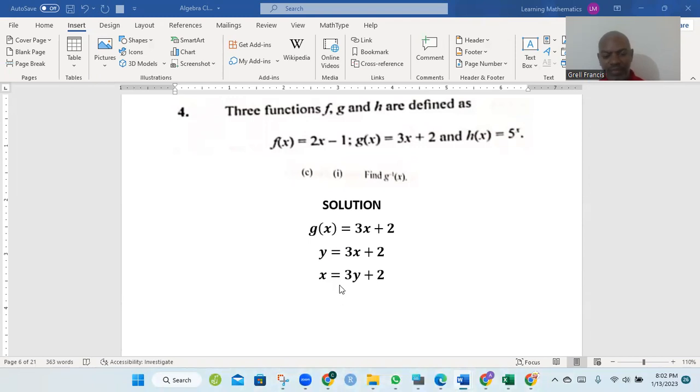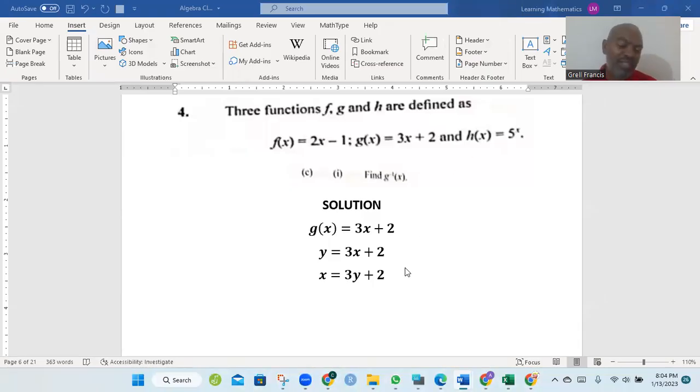So the fourth step now is to rearrange this equation, x is equal to 3y plus 2, to make y the subject. So now we have to try to get y by itself to make y the subject. So the next step is to rearrange this equation to make y the subject, to get y by itself.